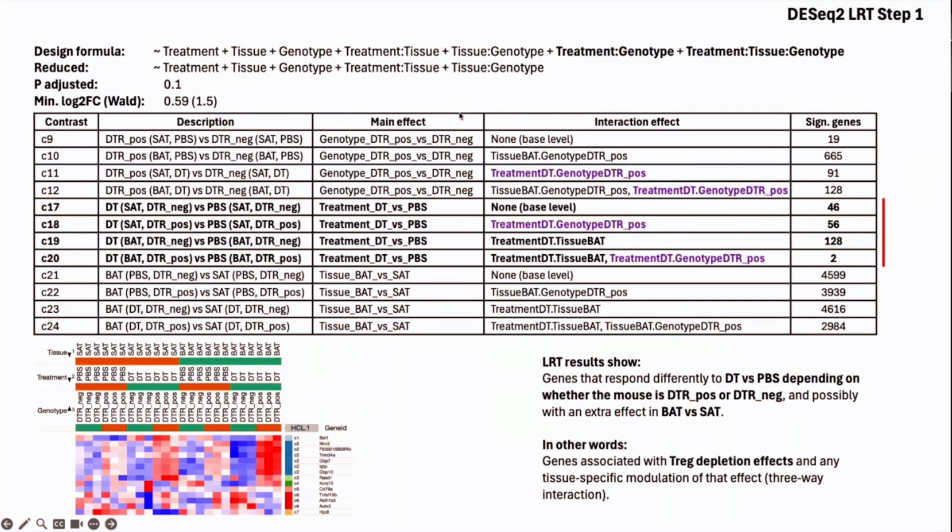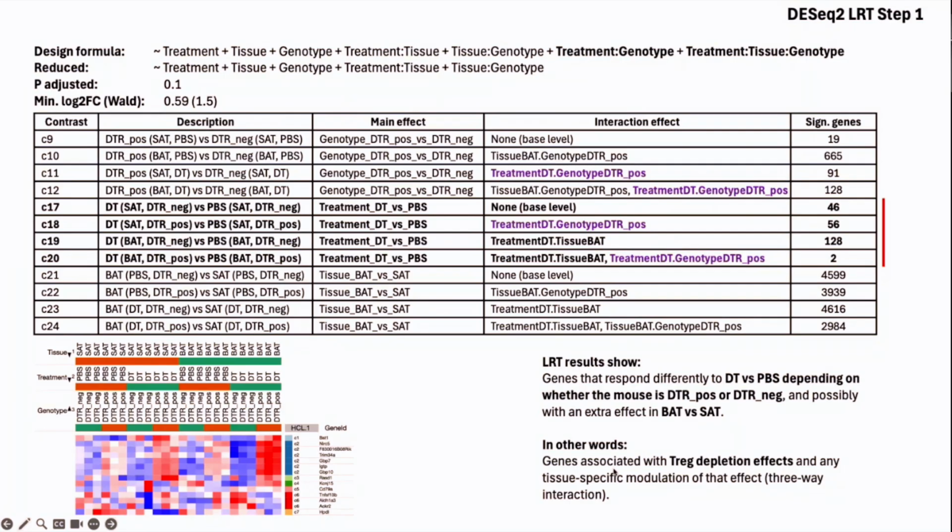And this is how we analyze it when we also assume that there is an interaction between tissue and treatment, tissue and genotype, and all three of them together. In this case, this heat map shows us all of the genes that were changed because of these two terms. And these two terms allow us to see the genes that respond differently to DT versus PBS, depending on whether the mouse was DTR positive or DTR negative, and possibly with an extra effect of the tissue.